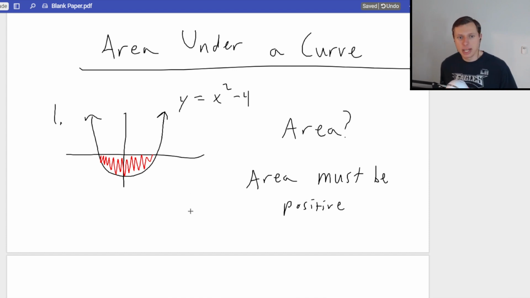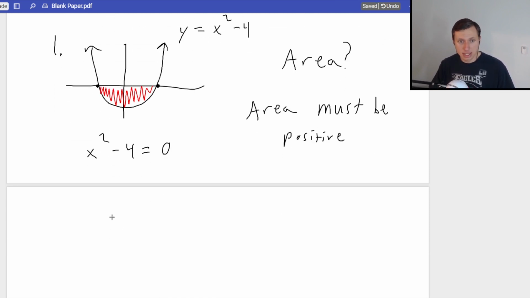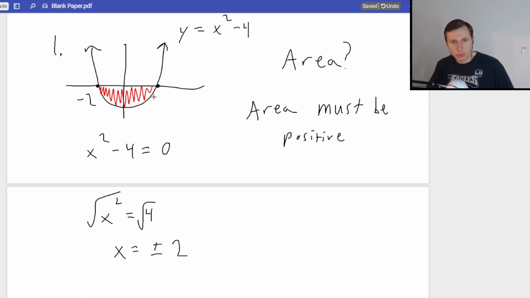So now in order to take this integral, the first thing I need to do is find these x bounds. Notice this is actually not so bad. These x points right here are where the function touches the x-axis. In other words, I just need to set x squared minus 4, the function, equal to 0 and solve for x. Those will be my x bounds. So x squared is going to equal positive 4, which means x is going to equal plus or minus 2. Because whenever you take the square root of both sides, it's really the plus or minus.